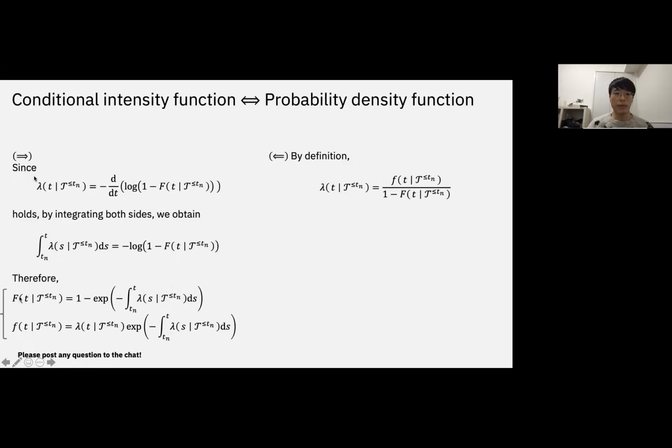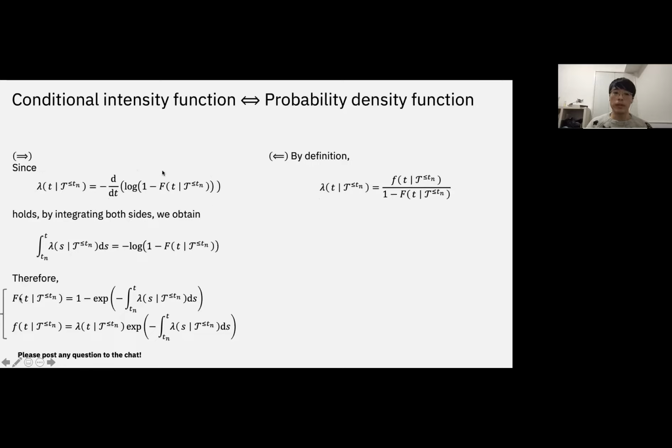So the most important equation is that the conditional intensity function can be represented by some derivative of this function. This is easy to confirm because by differentiating this equation by t, we obtain this equation. So it is easy to confirm.